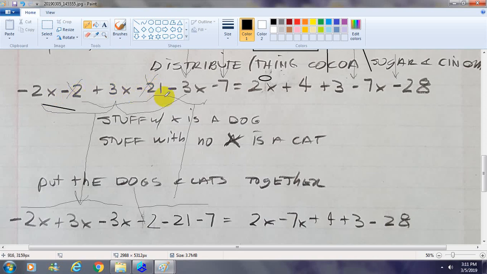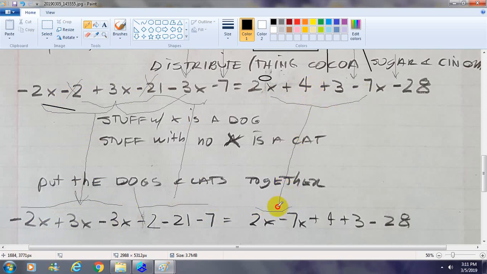So you can always cross them off as you move them down. But the important thing is that you neatly move everything down and you put the dogs and the cats together. So you do the same thing here. You have a 2 and a minus 7x. Okay, so that's those two, right?